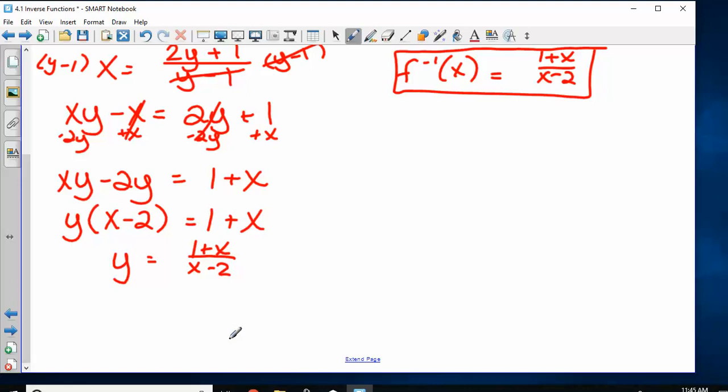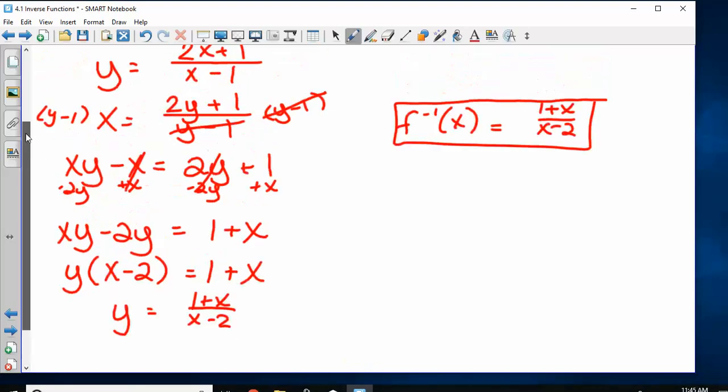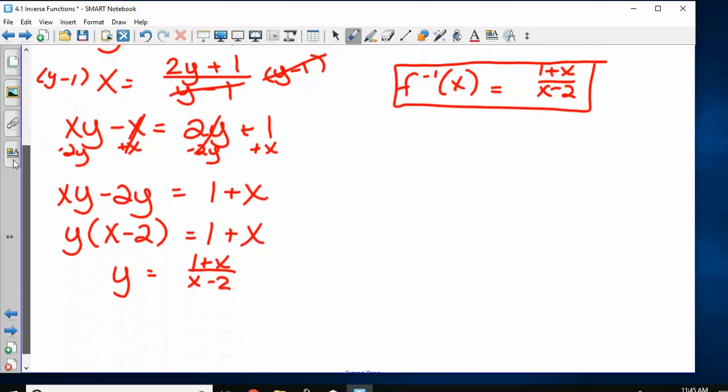I did ask for something else on this problem as well. I wanted the domain and range of the function and the inverse. So I use D for domain and a subscript to tell me the domain of the function, range of the function, domain of the inverse, range of the inverse. I have to find all 4 of those.